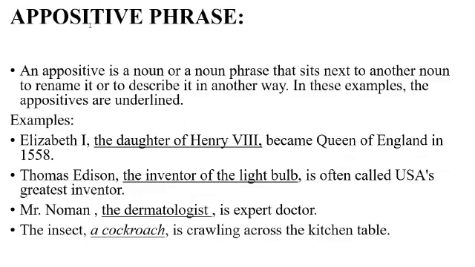Well, dear students, now look at appositive phrase. An appositive is a noun or a noun phrase that sits next to another noun to rename it or to describe it in another way. In these examples, the appositives are underlined. Now look at these examples. Number 1. Elizabeth I, the daughter of Henry VIII, became Queen of England in 1558.